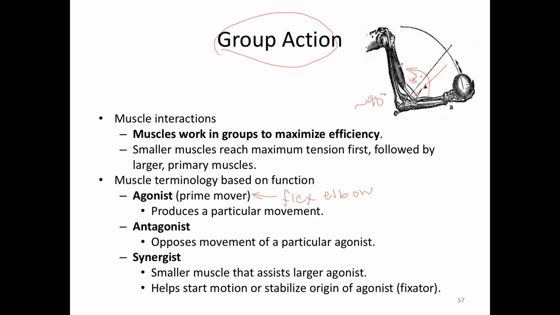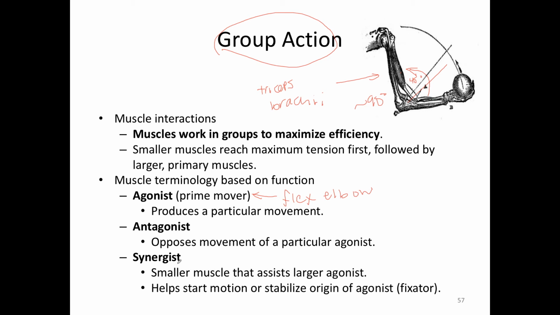So in this case, the prime mover is going to be the biceps brachii, because that's the one that straight up flexes the elbow. An antagonist is going to oppose the movement of a particular agonist. So in this case, the triceps brachii, which would be on the back if it hadn't been dissected away here, is going to oppose the action of the agonist.